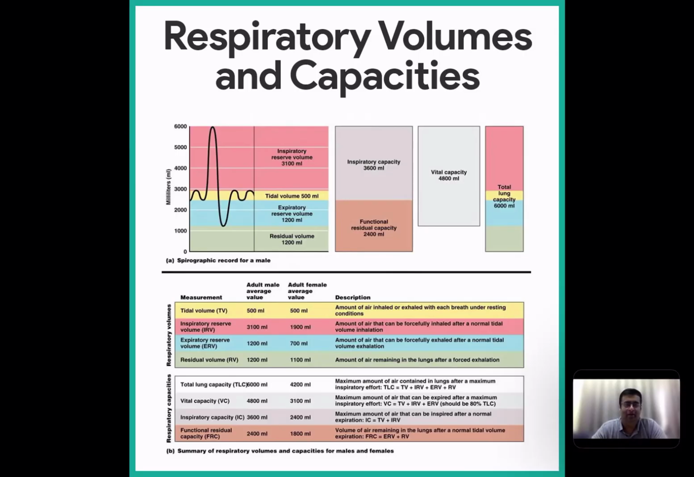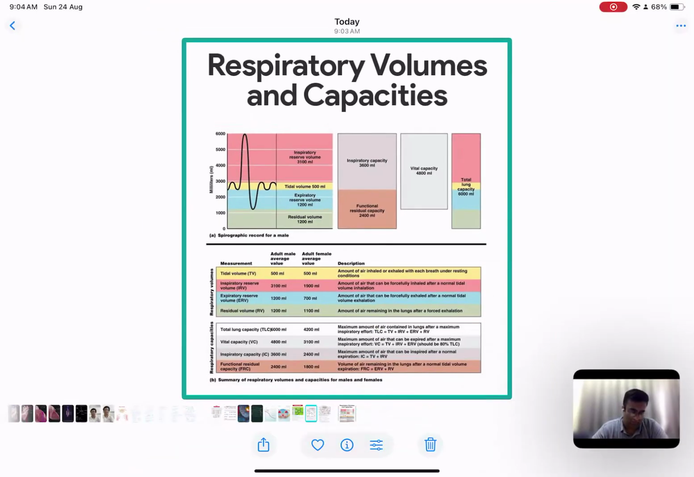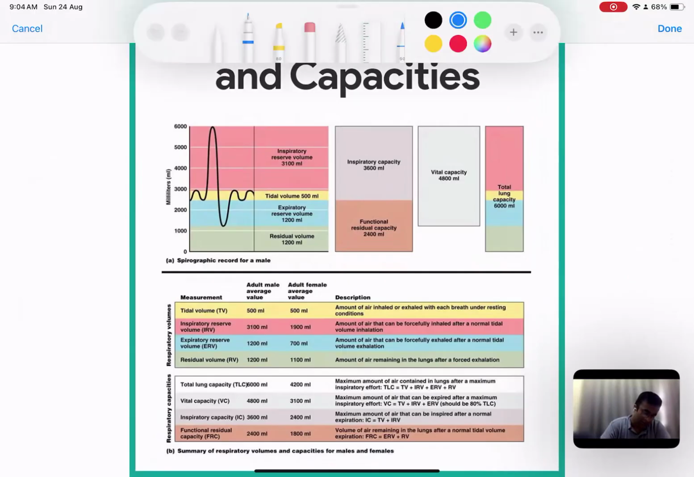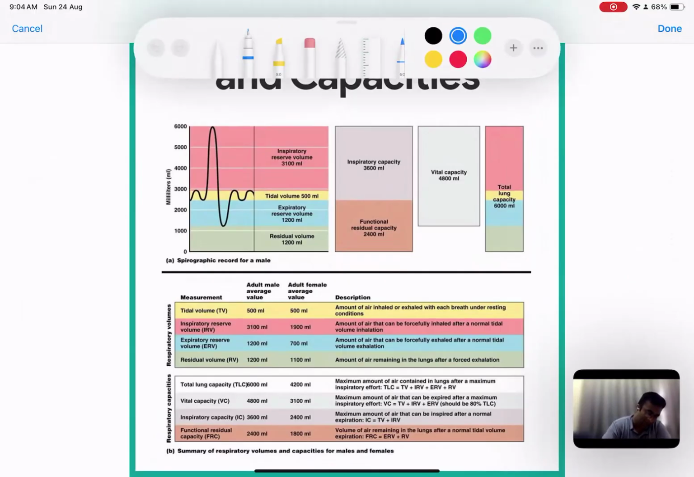It's the amount of air a person can breathe in or out during an effortless or normal breathing. So during an effortless or normal breathing, whatever amount of air a person can breathe in or out is called tidal volume. Normally it is about 500 ml.